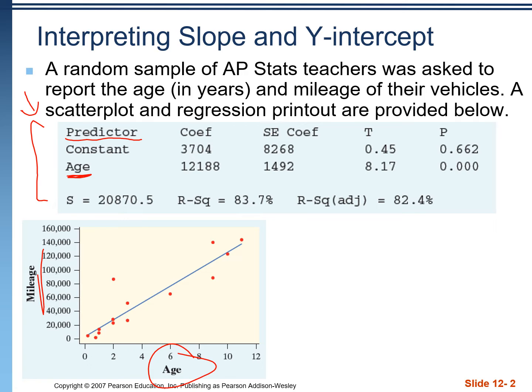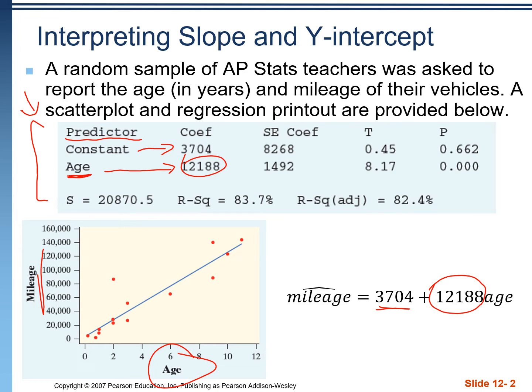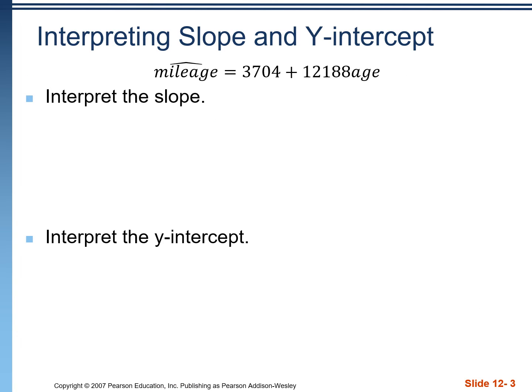When it comes to writing this equation, the y-intercept is always found across from that constant, and the slope is always next to that explanatory variable. Also, just as a note, it's not the topic of this video, but we never use the r-squared adjusted. We're just using normal r-squared. So now that we have our equation here, let's interpret these components.